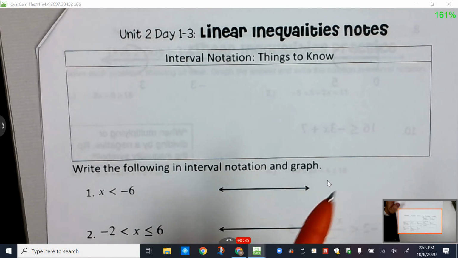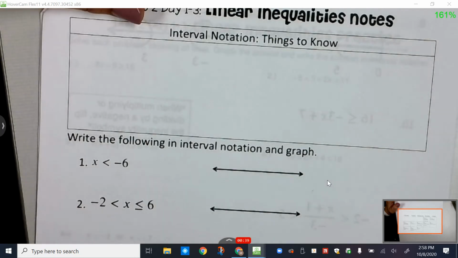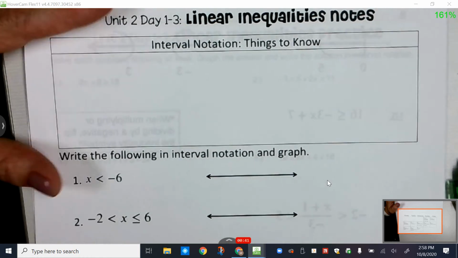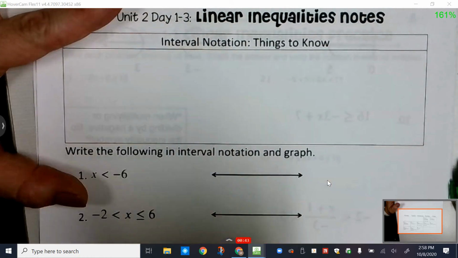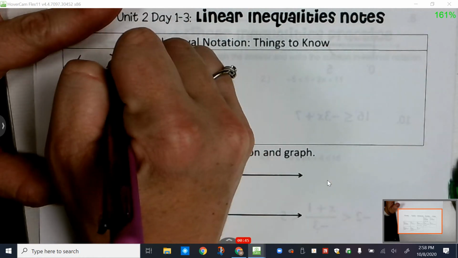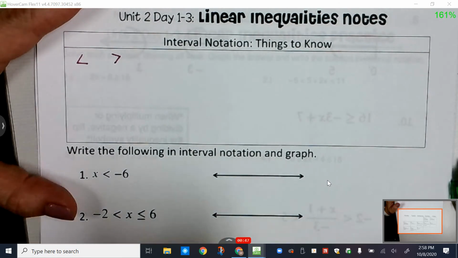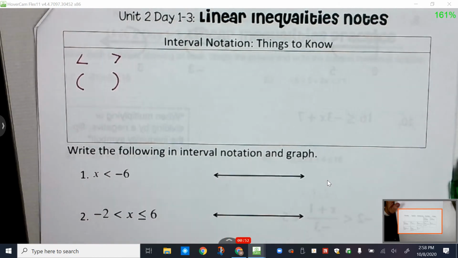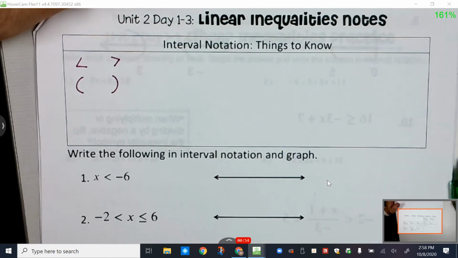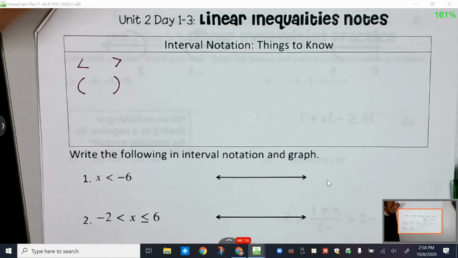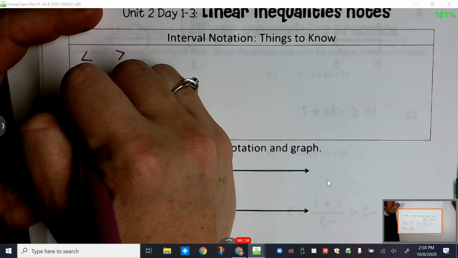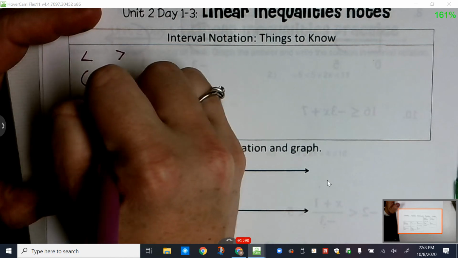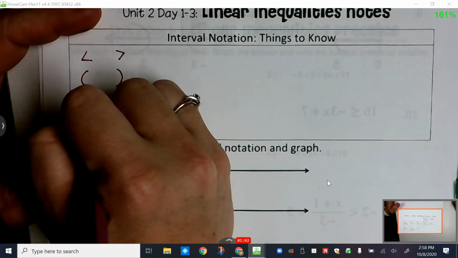I have a couple notes that I want us to take. First things first, inequality symbols. If we use less than or greater than without the equal sign, we're going to use parentheses for interval notation. This also means that it's excluded. It doesn't touch.